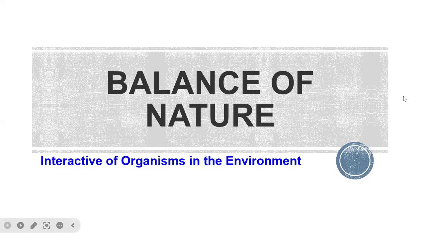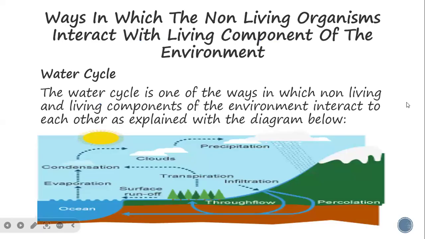So we'll start with the first one, that is ways in which the non-living organisms interact with the living components, or the living organisms of the environment. We'll see how the non-living organisms interact with the living components through the water cycle. This water cycle is one of the ways in which these non-living and living components of the environment interact with each other, as explained here with the diagram below.